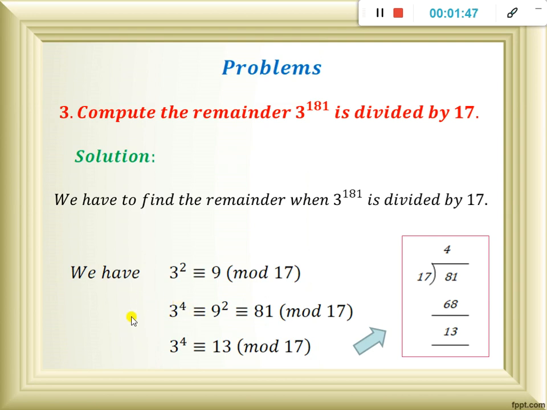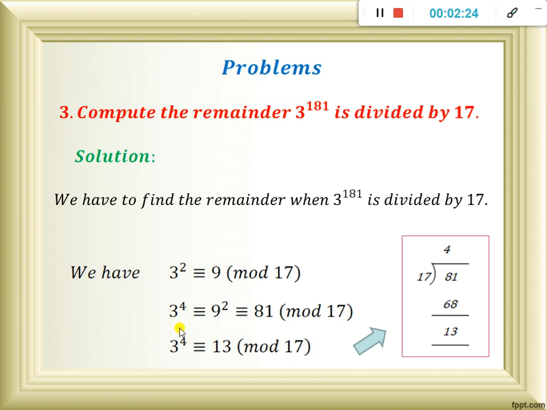While the number is very small, this is possible. But 3 power 8, 3 power 10, 3 power 12 are not that easy to multiply. Therefore, I would like to give a small shortcut. 3 square is congruent to 9 mod 17, so 3 square whole square, that is 3 power 4, is 9 square, which is 81. Dividing 81 by 17, the remainder is 13.